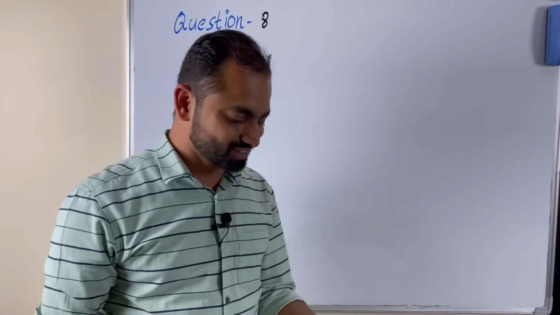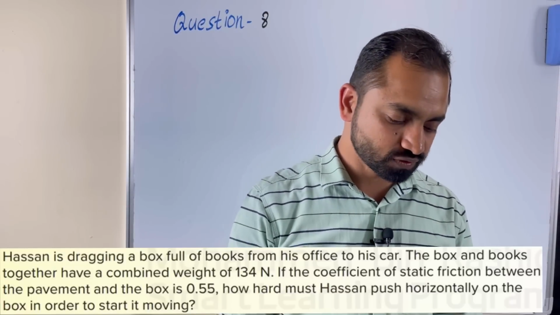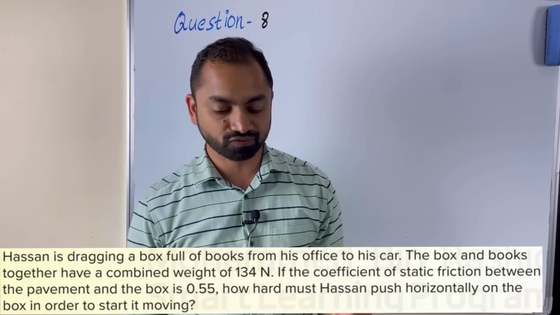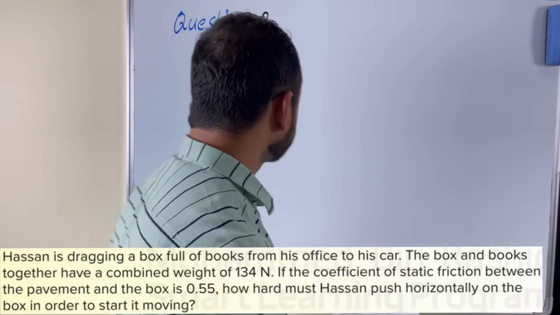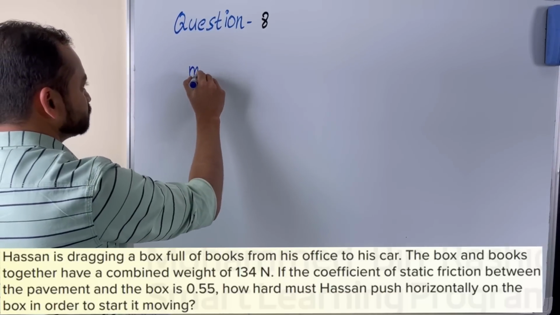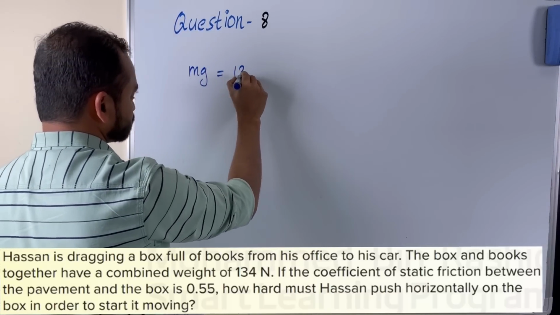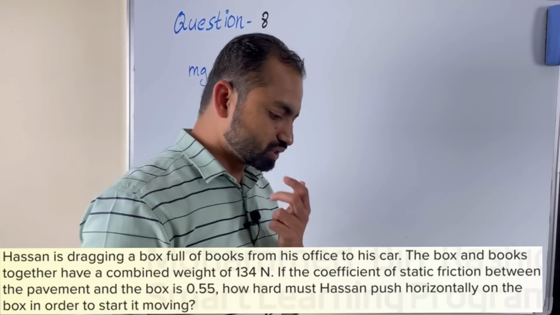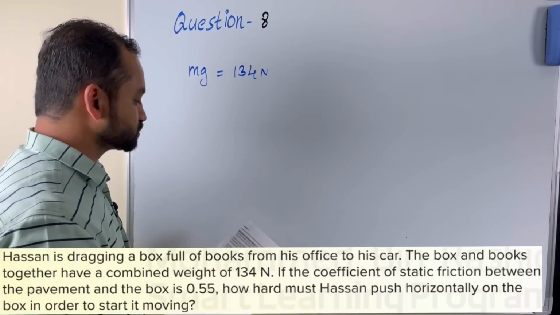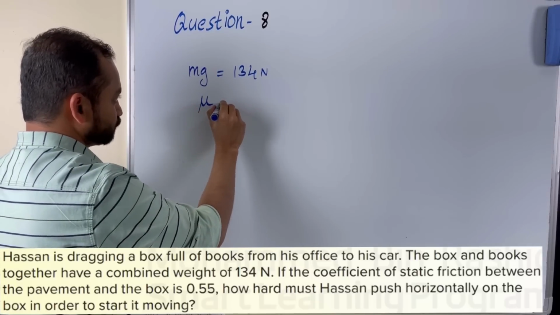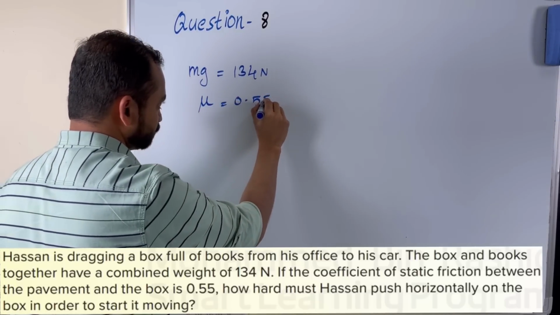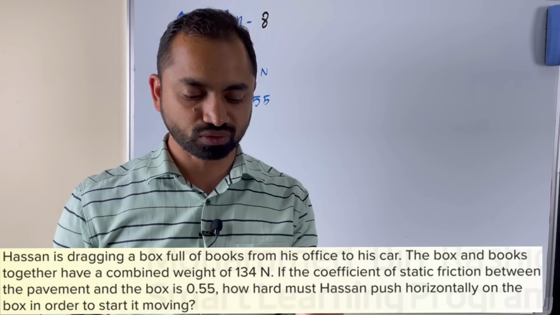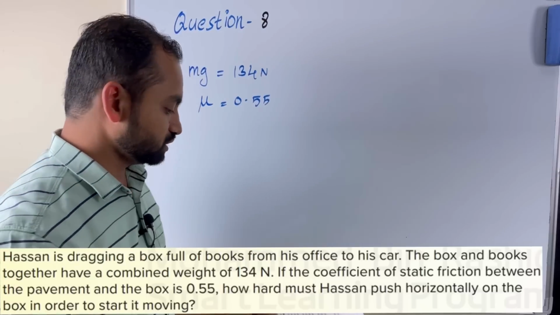The next question: Hassan is dragging a box full of books from his office to his car. The box and books together have a combined weight of 134 Newton. So weight is given in this question. I will write mg because that is weight, right? 134 Newton. If the coefficient of static friction between the pavement and the box is 0.55, so the coefficient of friction is 0.55, no unit. How hard must Hassan push horizontally on the box in order to start it moving?